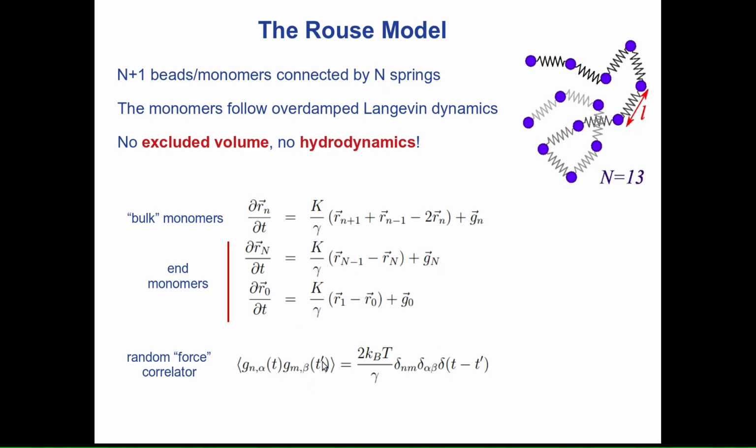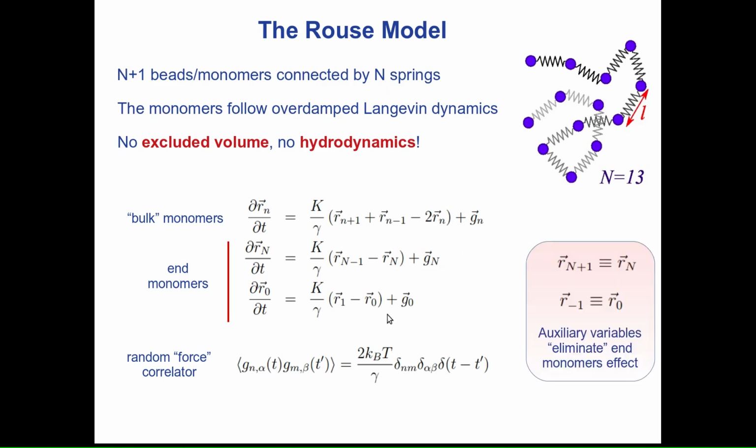So the product of forces at different times averages to a delta function in t minus t prime, but here we are dealing with a three-dimensional model, so every g of n also has a label alpha or beta which identifies the x, y or z component. This relation tells me that these components are independent, and there is also a Kronecker delta in n and m telling that the random forces in different beads are independent from each other. So this is the relation.